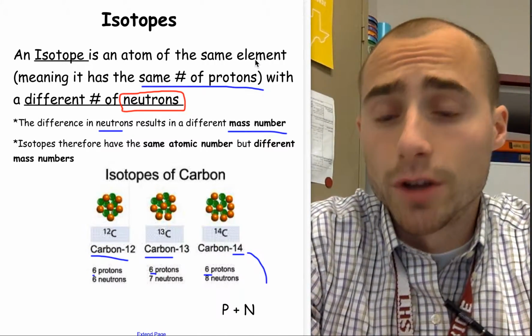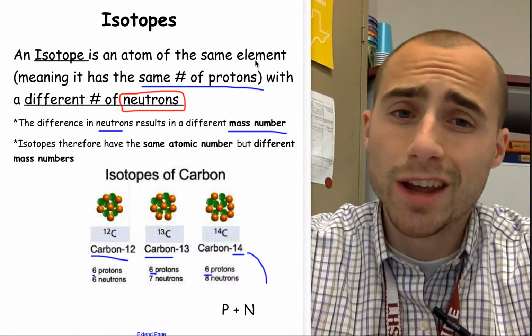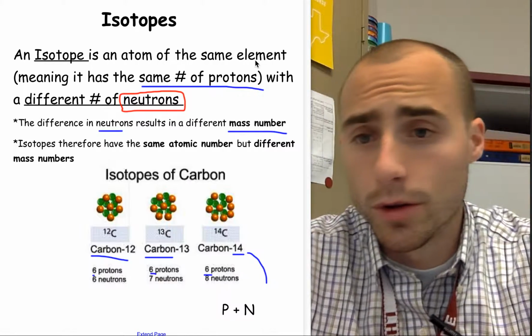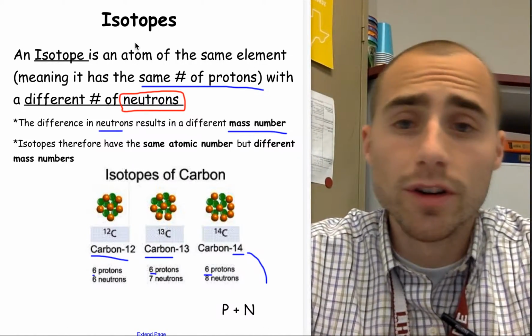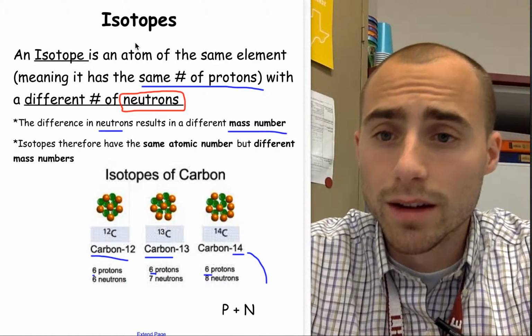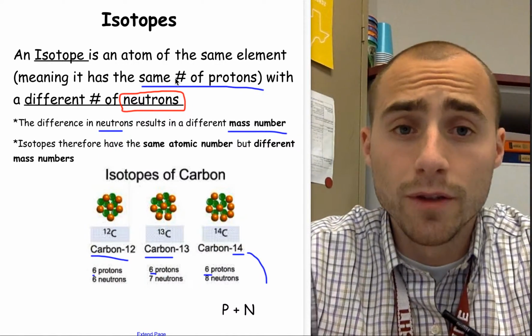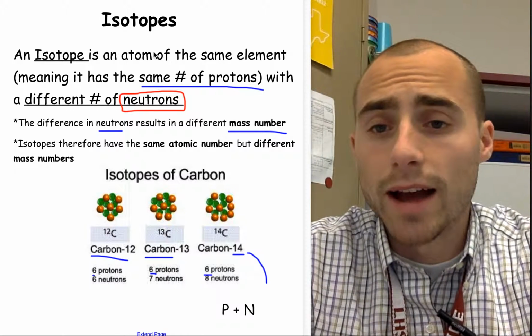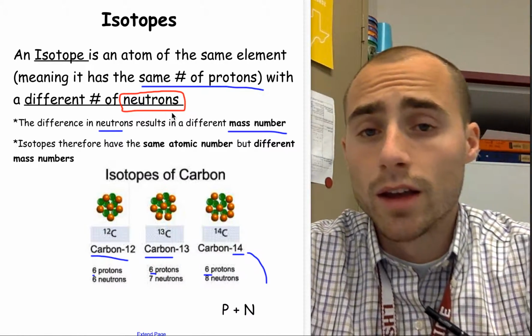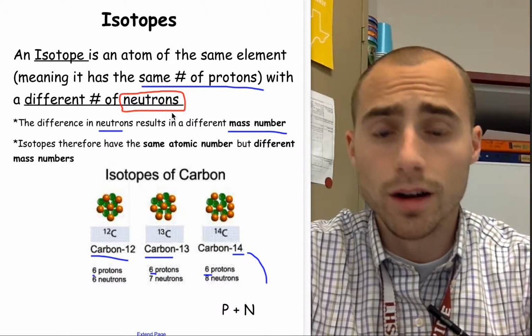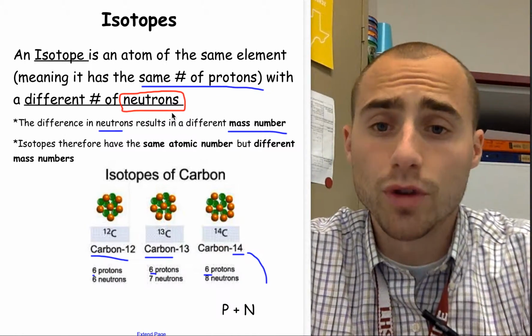Here we're going to look at isotopes. We've already talked about isotopic notation and briefly introduced isotopes earlier in the course, but we're going to go more in depth here. An isotope, as a refresher, is an atom of the same element, meaning it has the same number of protons and therefore the same atomic number. So an isotope is an atom of the same element with a different number of neutrons. The only thing we're changing here with isotopes is the number of neutrons.